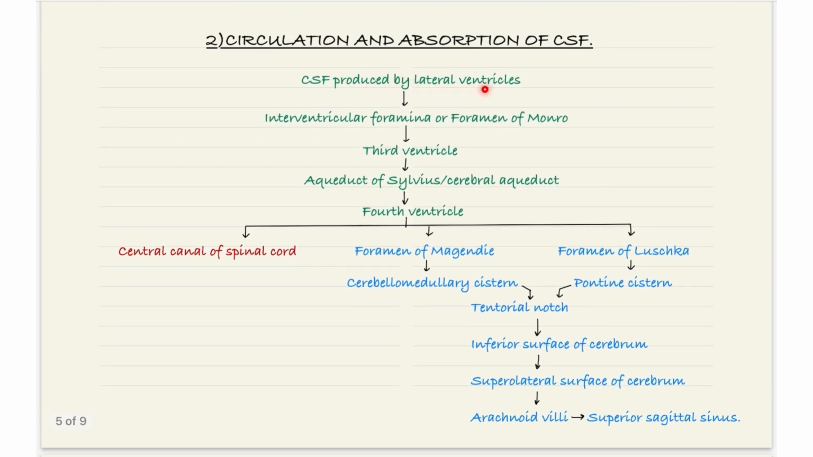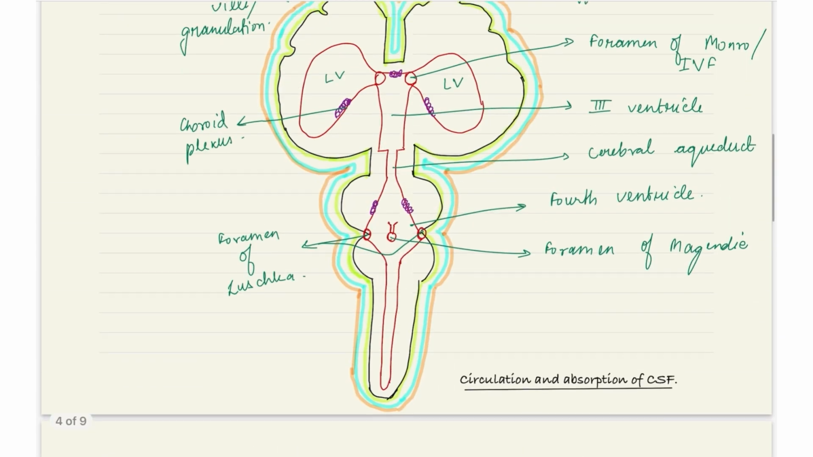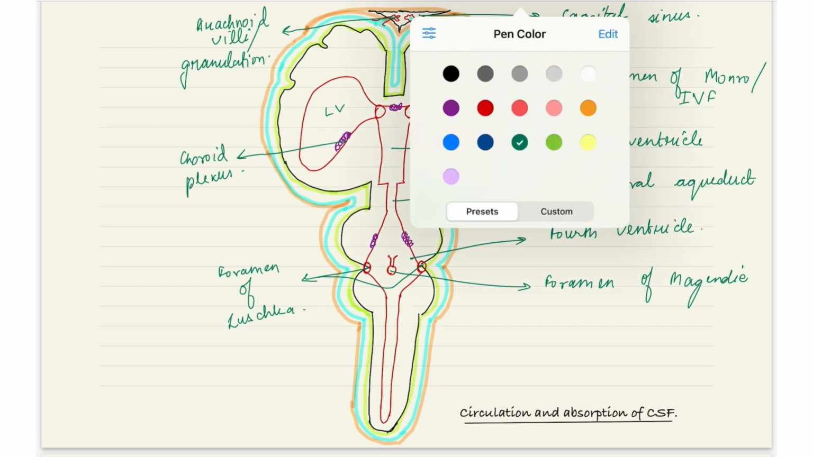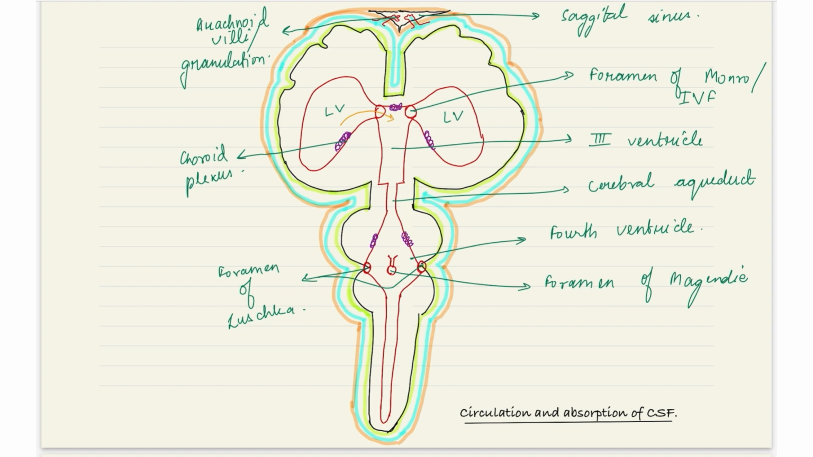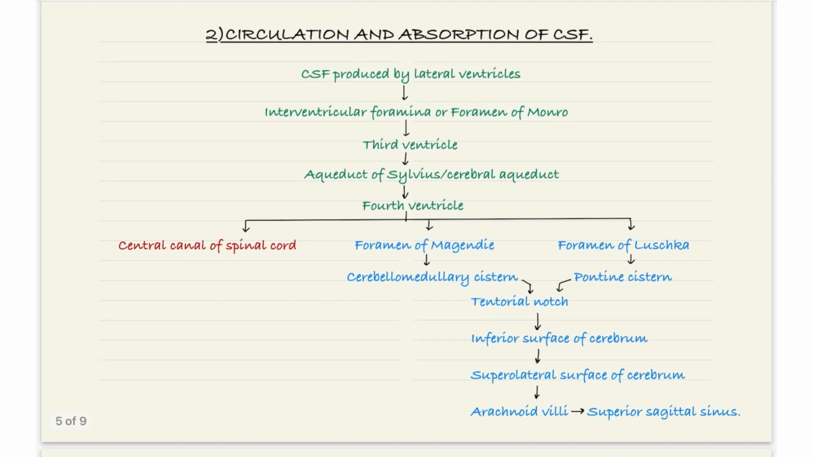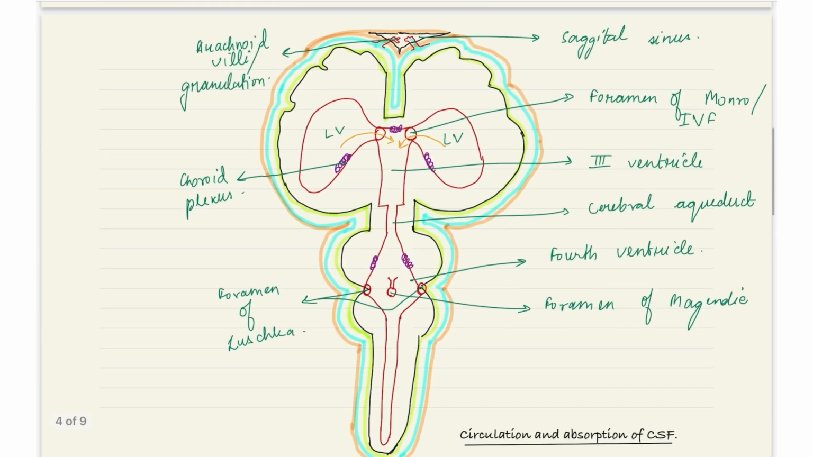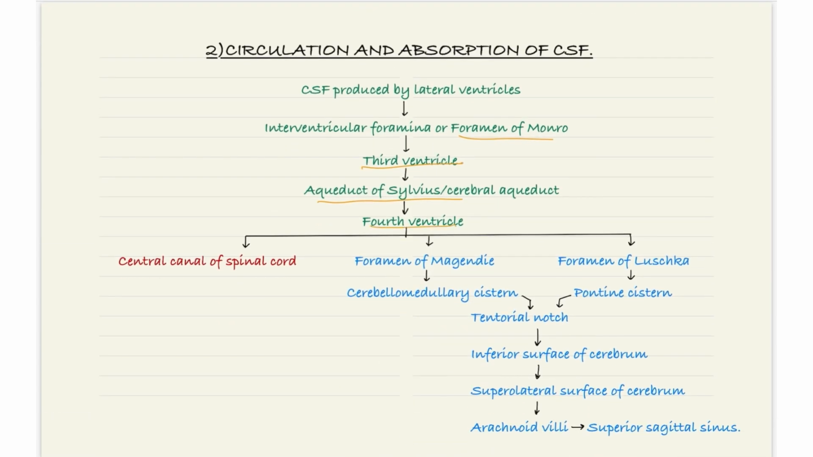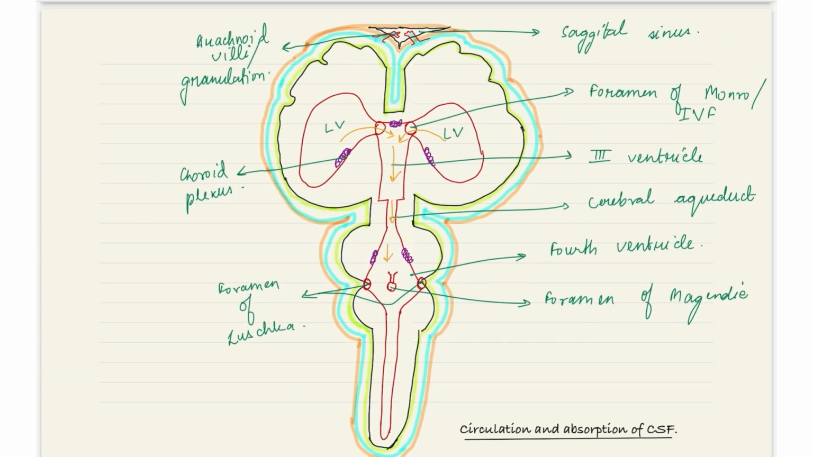CSF is produced by the lateral ventricles and then it goes to the interventricular foramen, or the foramen of Monro. So it is produced here. These are the foramina of Monro. This is the route of CSF. Now, from the foramen of Monro to the third ventricle and then to the aqueduct of Sylvius. So this is the third ventricle, aqueduct of Sylvius, then the fourth ventricle.